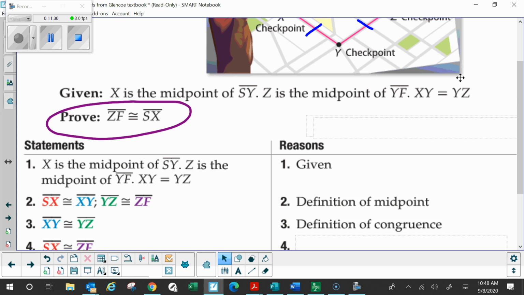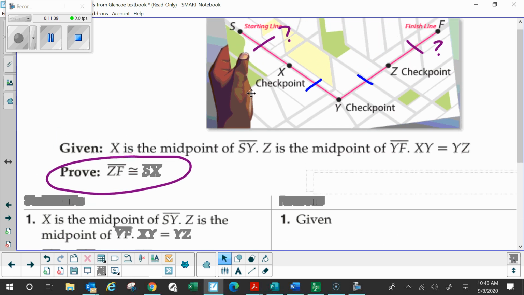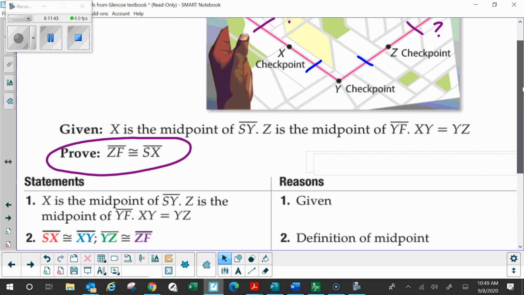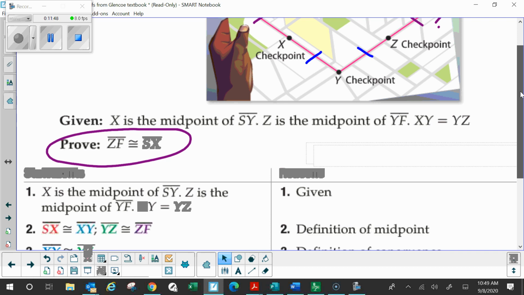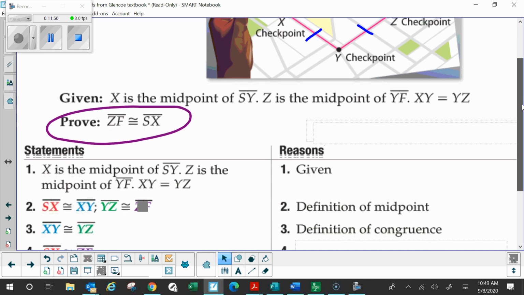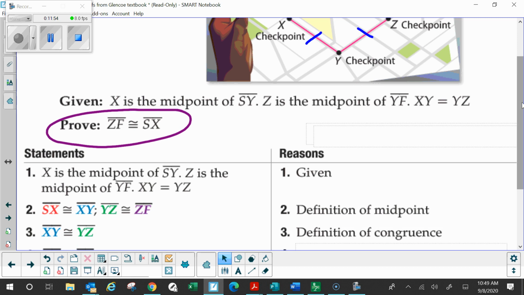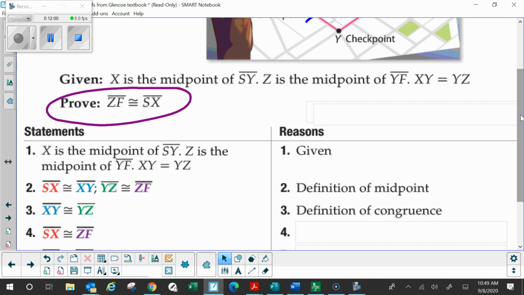So, knowing that information, scroll back up to the picture. It's kind of hard to see, but SX is congruent to XY, and then on the other side, YZ is congruent to ZF. So this is saying XY equals YZ, and that is just the definition of congruence.